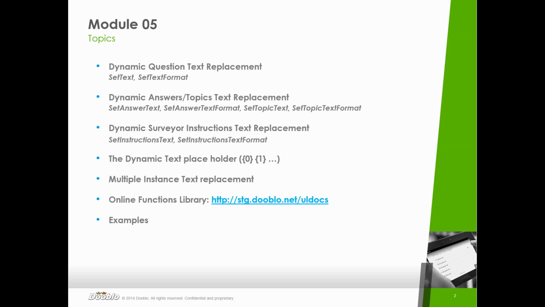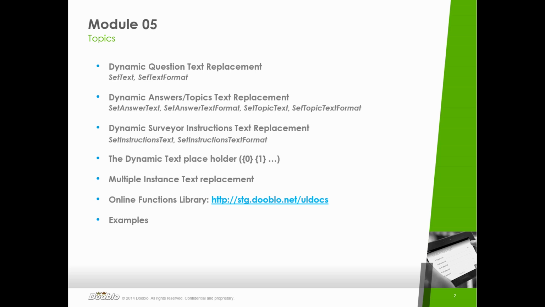Text piping is the term used in SurveyToGo to describe dynamic text replacement that is often required when scripting a questionnaire, as question and answer texts may often depend on answers given to previous questions, or on a specific dynamic logic. Dynamic text replacement can be made for question texts, answer texts, and surveyor instructions text.